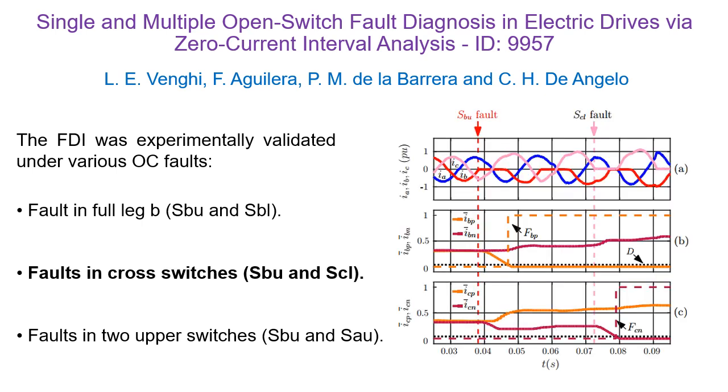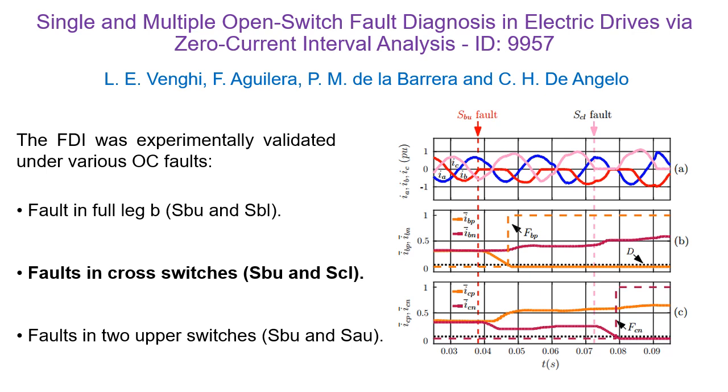For example, the case of crossed switch faults is analyzed. Open circuit faults occur in switches SBU and SCL at t equals 0.038 seconds and t equals 0.073 seconds. Furthermore, in Figure A, it can be seen that after the first fault, the signal IBP decreases below D, triggering the fault signal FBP at t equals 0.047 seconds, which isolates the faulty switch, as shown in Figure B.